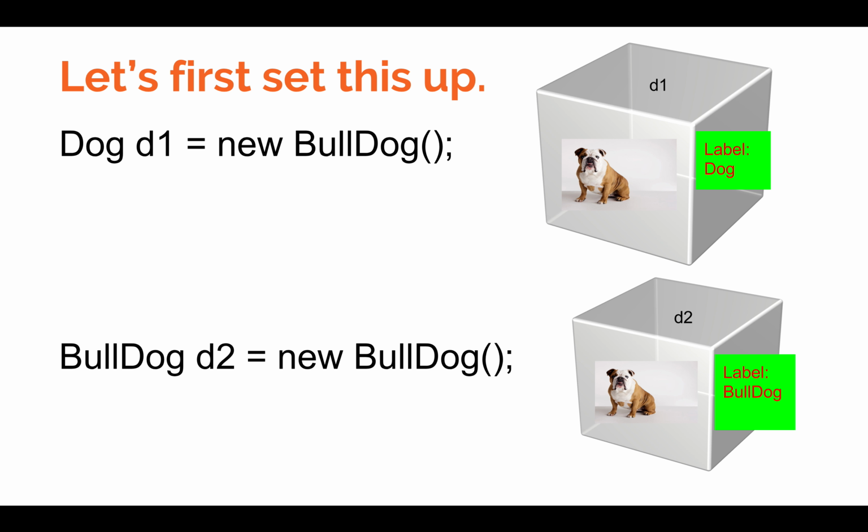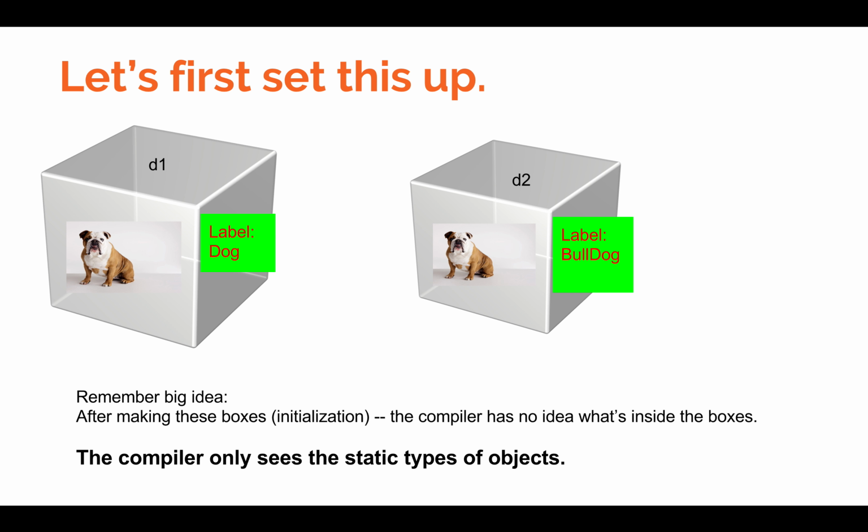So that's the setup. Now, remember the big idea? The big idea here is that after we make these boxes, so after we've written those two lines, the compiler has no idea about what's inside the boxes. This is super important. The compiler only checks what you're putting in the box the first time you put it in the box.